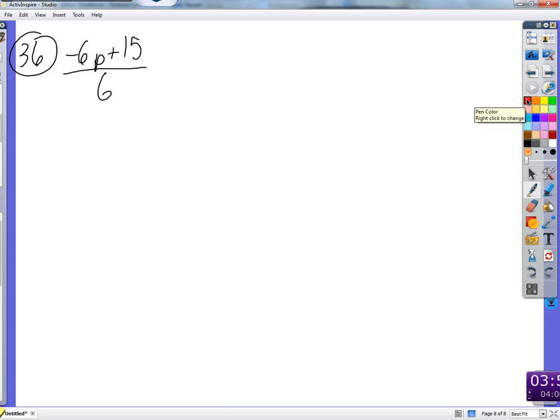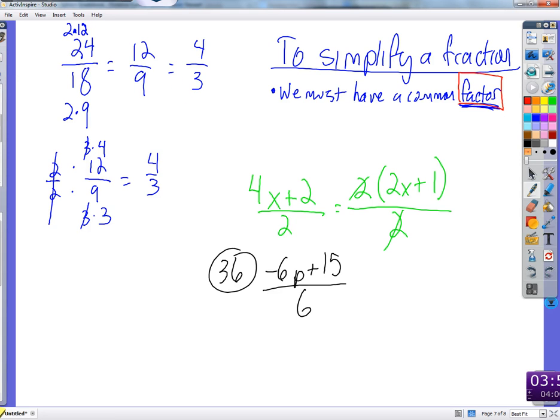The most common thing I'm seeing, just because your eye is drawn to it right away, is you see a 6 and another 6, and I think probably the natural instinct would be to make that a negative p plus 15, okay? This can't do this. Okay, let's go back to the previous stuff here to talk about why.